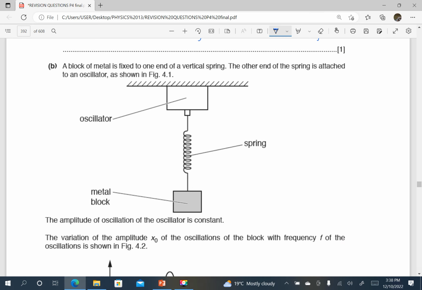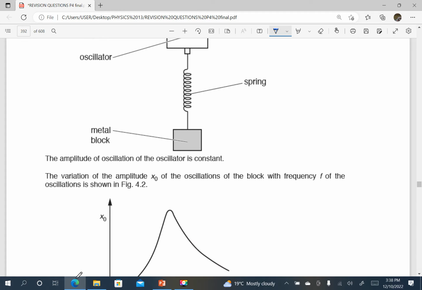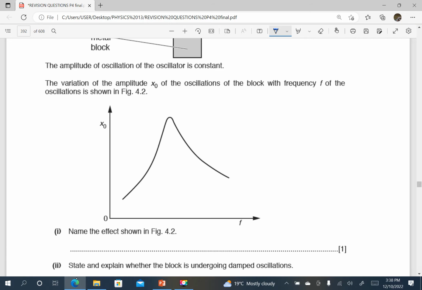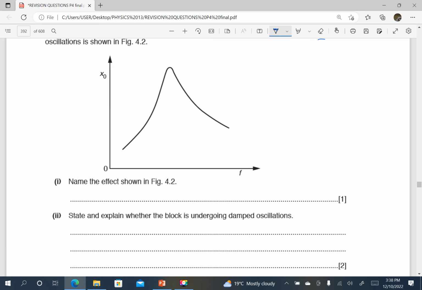A block of metal is fixed to one end of a vertical spring. The other end of the spring is attached to an oscillator as shown here. The amplitude of oscillation of the oscillator is constant. The variation of the amplitude x naught of the oscillations of the block with the frequency f of the oscillations is shown here. So this is a resonance curve or resonant curve. Name the effect. This is automatically resonance.